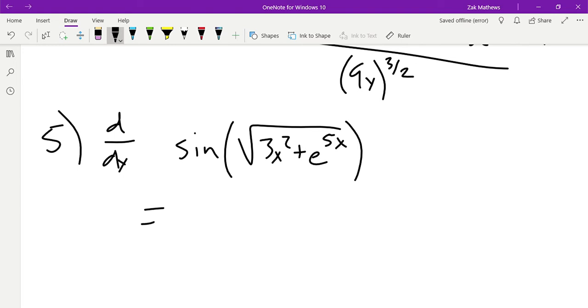And the chain rule says, well, we take the derivative of the outer function. We already said the derivative of sine is cosine. And everything on the inside stays exactly as it was.